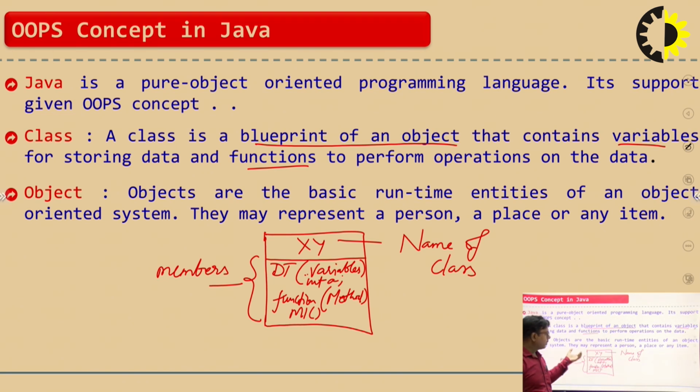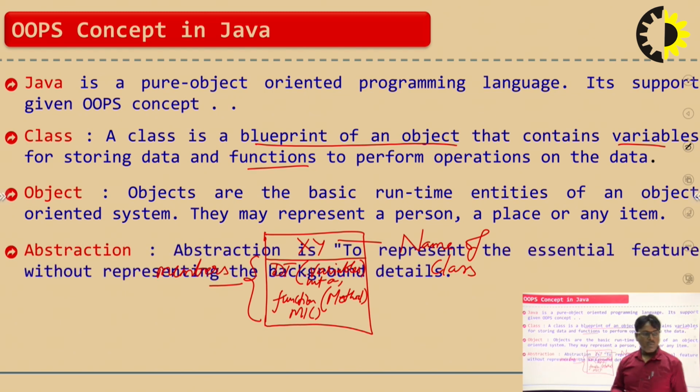Next comes object. What are objects? Objects are the basic runtime entities of an object-oriented system. They represent a person, place, or any item. We can say that an object is a real-time entity, and it represents whatever we are trying to understand and make the program for. A programmer's work is to program all the entities present in front of him in the environment, which are treated as objects here. And this object helps in writing code in Java programming.